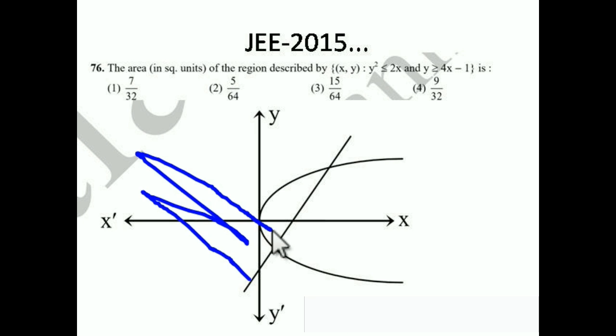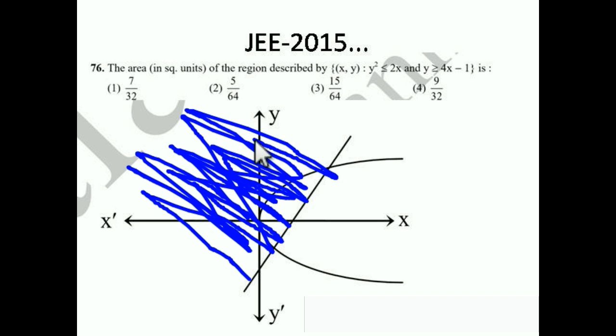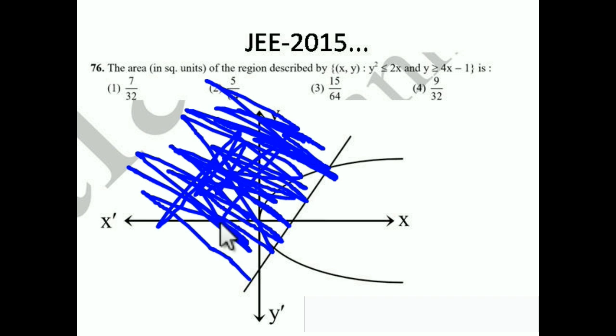This whole area I have to cover, including the origin. You can put any point, and if the equation is satisfied, then that point must be covered in your area. Now y is greater than or equal to 4x minus 1. Again put the origin, so it becomes 0 greater than or equal to minus 1. That is also true.